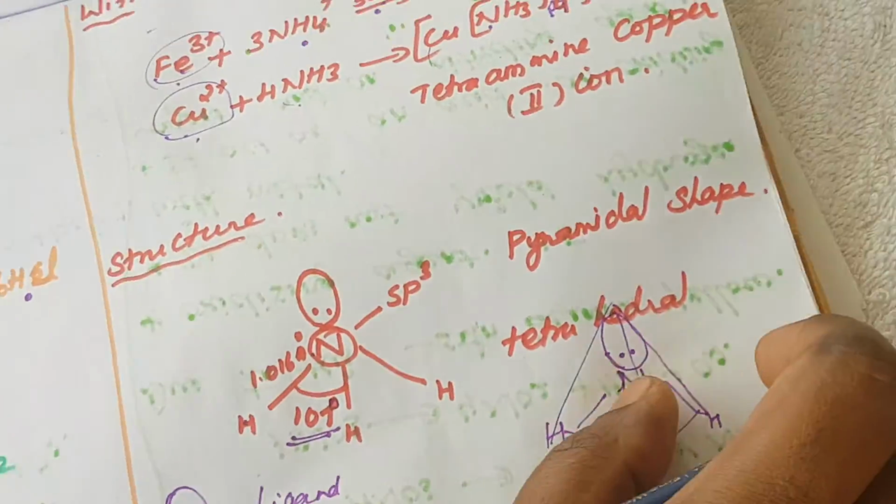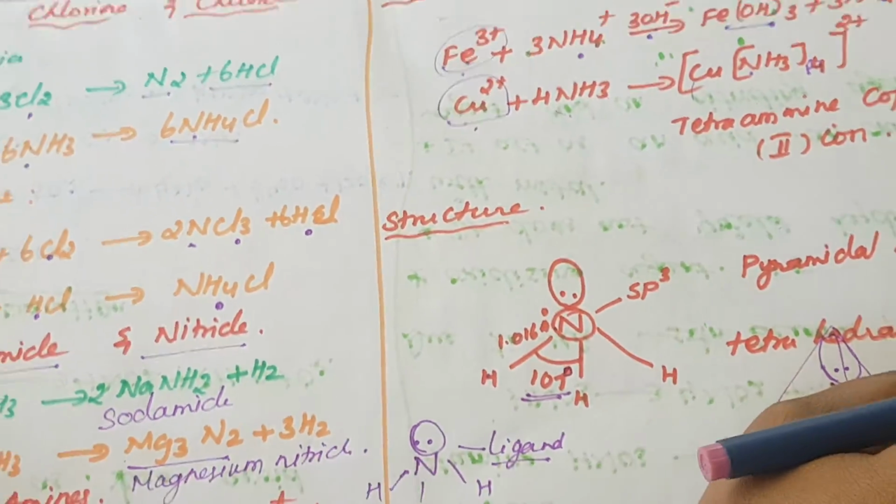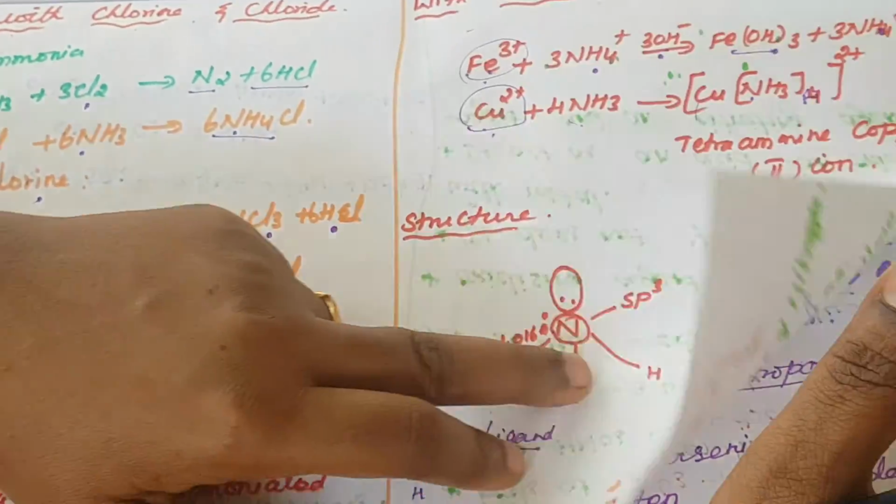Okay, so that's all about this nitrogen compound. In the next class we will study the next compound, nitric acid. Okay, thank you children.